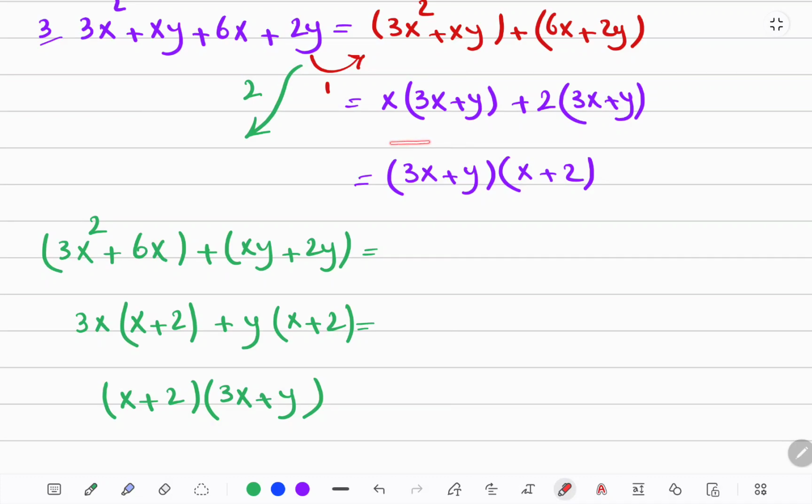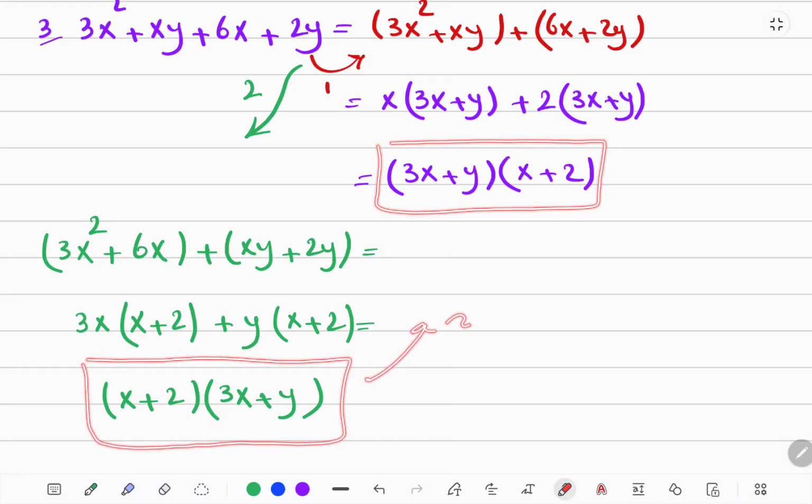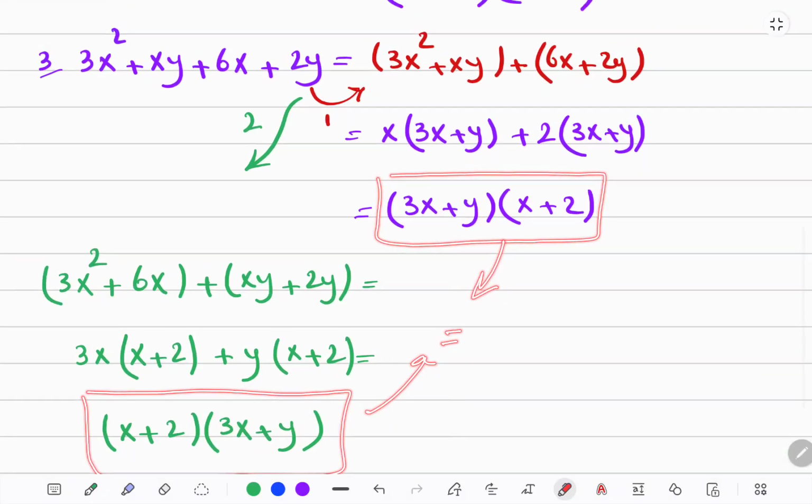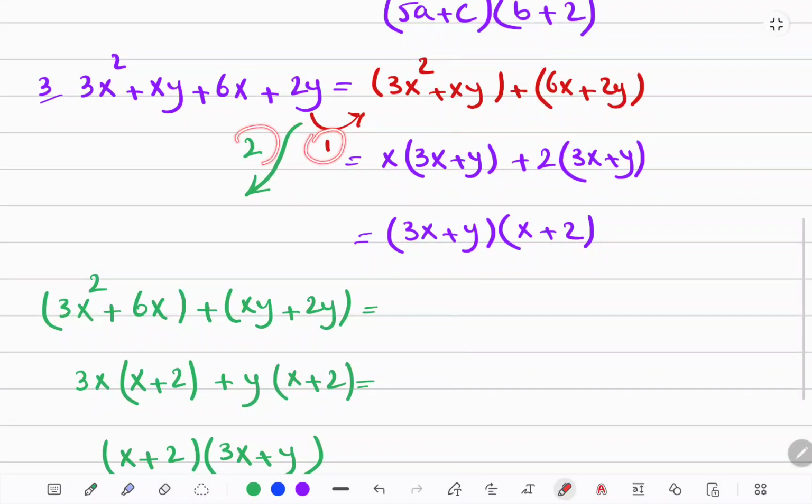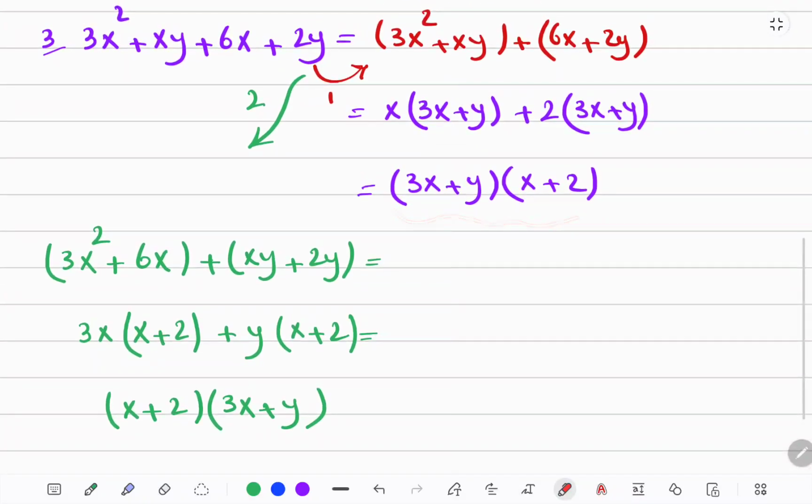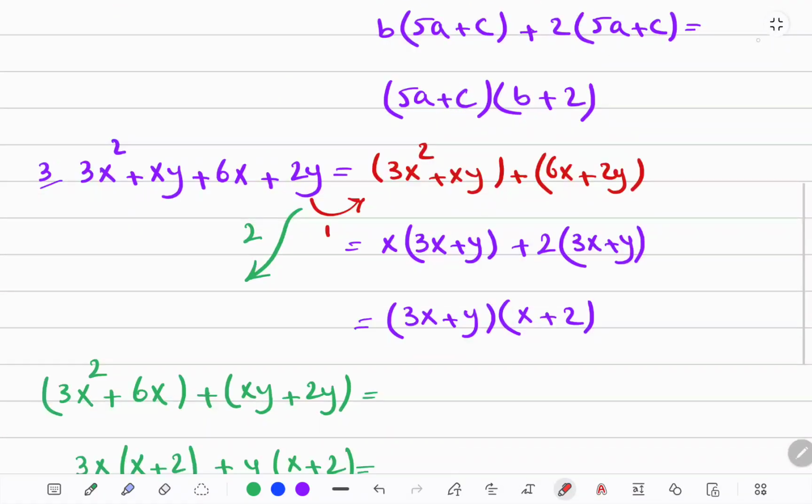So you can see that if we compare these two, the answer is exactly the same. So we use different grouping, the first one and the second one, but the answer is exactly the same.